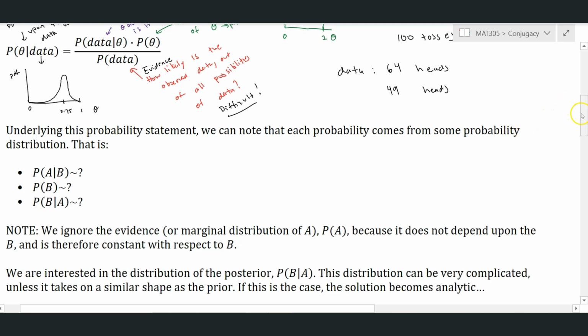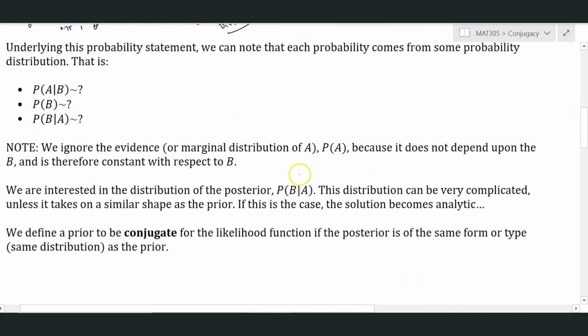And we are interested in the distribution of the posterior probability of B given A, and that distribution can be very complicated unless it takes on a similar shape as the prior. So the posterior, if it's the same kind of distribution as the prior, the solution quickly becomes analytic. And so we're going to define something here. We're going to define a prior to be conjugate for the likelihood function if the posterior is of the same form or type, the same distribution as the prior.